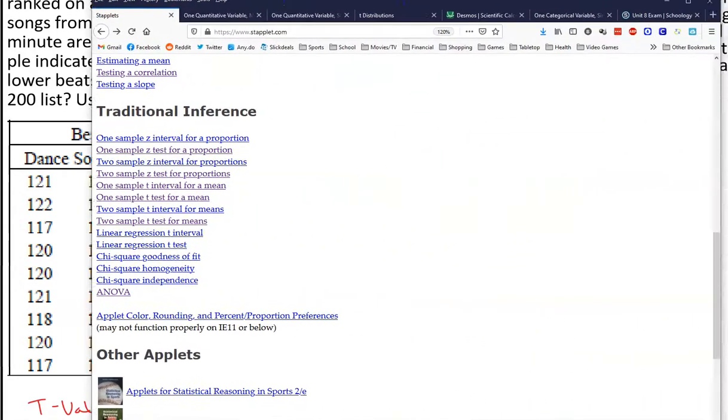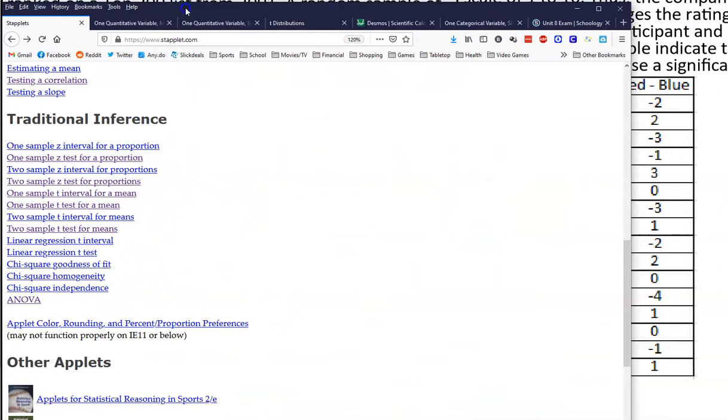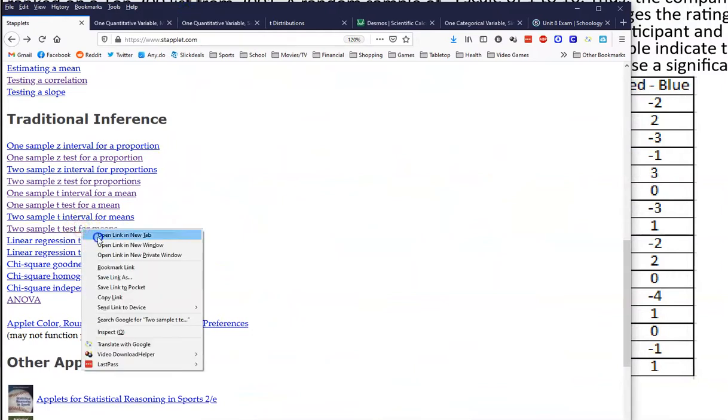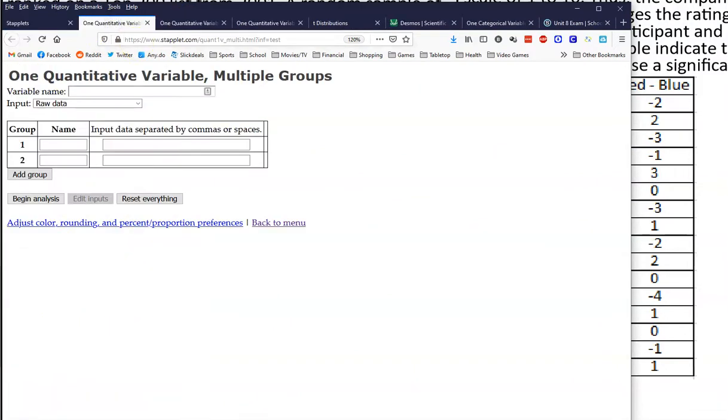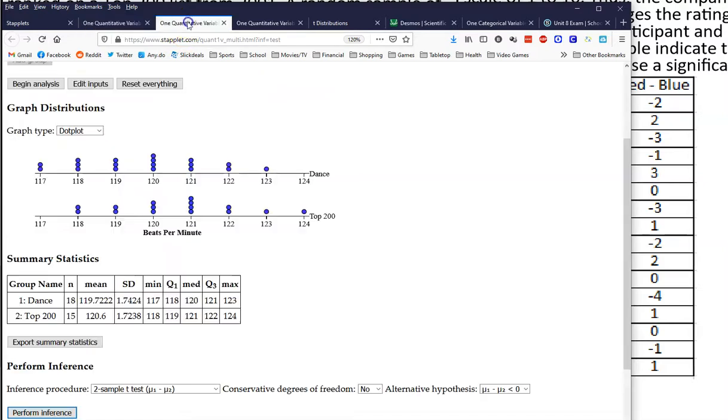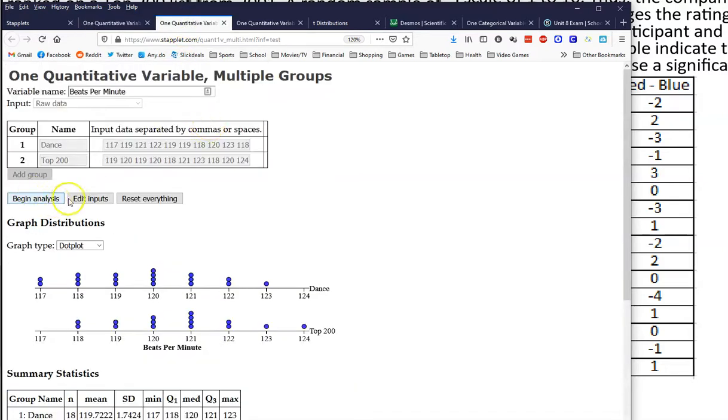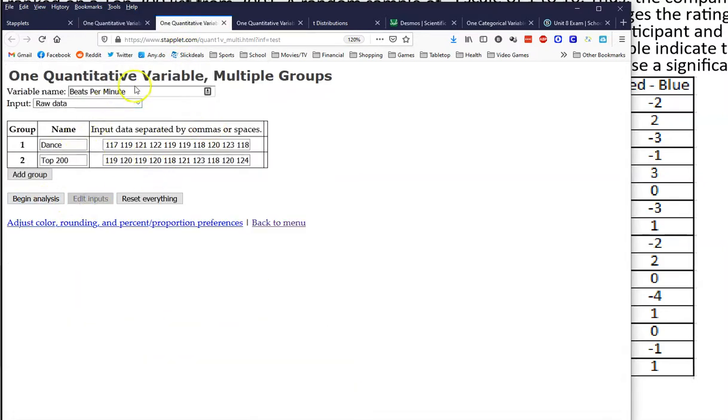So pull up Stapplet, and this is going to be a two-sample t-test for a mean. Since I have two different samples and I need to type them in, this one has raw data. Sometimes you'll just have the mean and deviation like that, but this one has raw data. And I've got the raw data in right here, and I called it beats per minute, and I have dance, and I put in all of the raw data for dance right there, and I put in all the raw data for top 200.